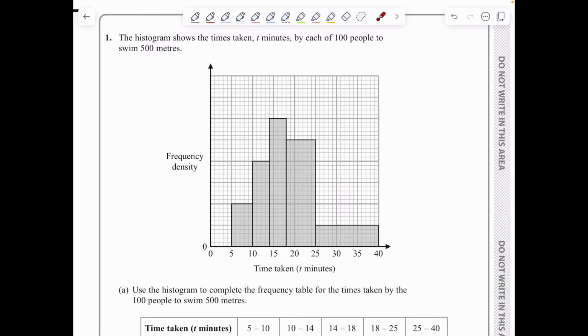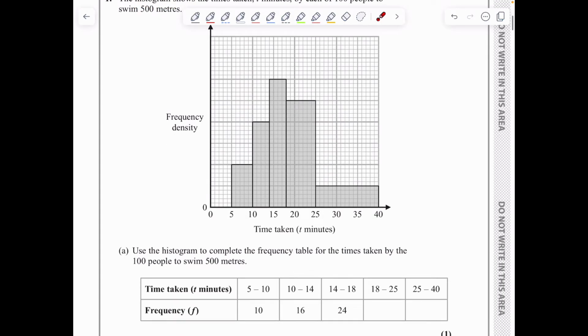In question 1, we've got the histogram here showing the times taken, t minutes, by each of 100 people to swim 500 meters. And we need to use the histogram to find the missing frequencies in the frequency table given. Well, we know that in a histogram, the area is proportional to the frequency. So I will start by scaling the frequency density axis.